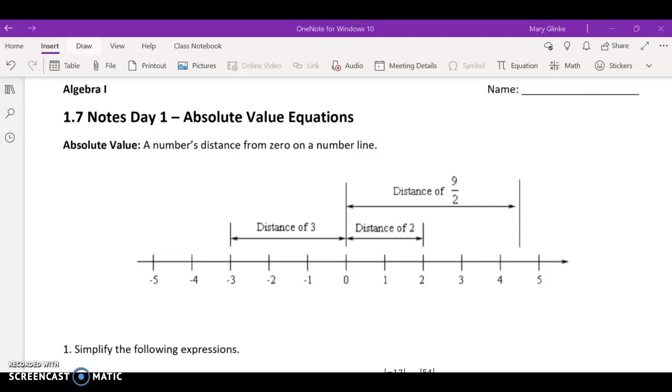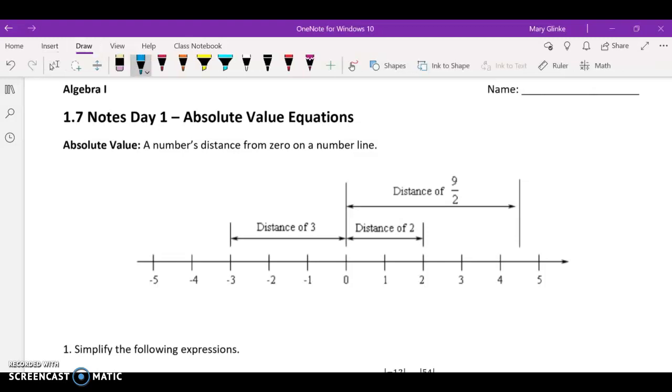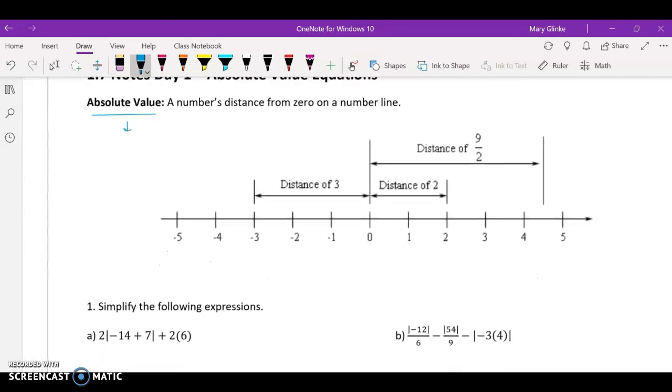Hello. Today we're going to go over 1.7 Day 1 notes, which are all about absolute value equations. The definition of absolute value is a number's distance from zero on a number line. With distance, you're never going to say that I went a negative distance. If I walked 10 feet in front of me, I've walked 10 feet. But if I walked 10 feet backwards, the amount I've traveled is still 10 feet. So absolute value is always going to give you a positive answer.